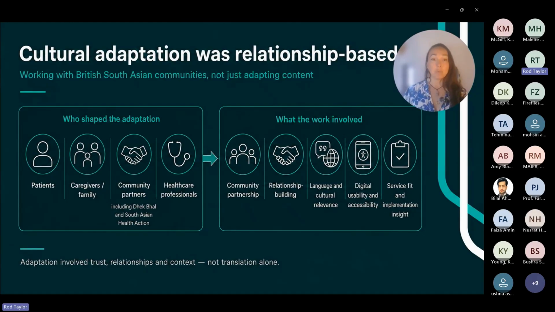The work did consider language and cultural relevance, but it was not mainly about translating written materials. In fact, one of the issues we discussed with our community partners was that written text itself can be a massive barrier. So rather than simply translating written content, we worked with our community partners and our patient involvement group to develop video scripts and create videos around key parts of the program that they were particularly interested in. So delivering content in a much more accessible format.